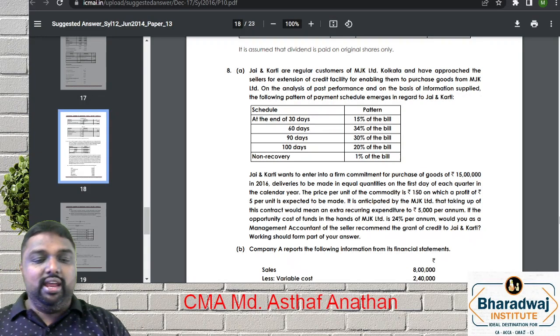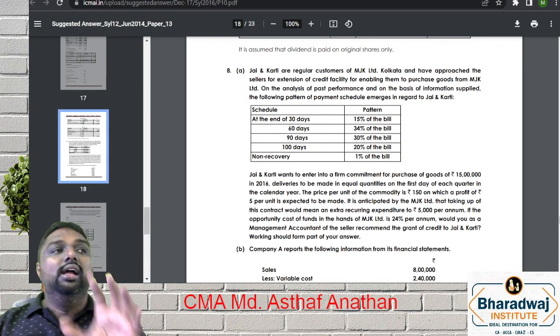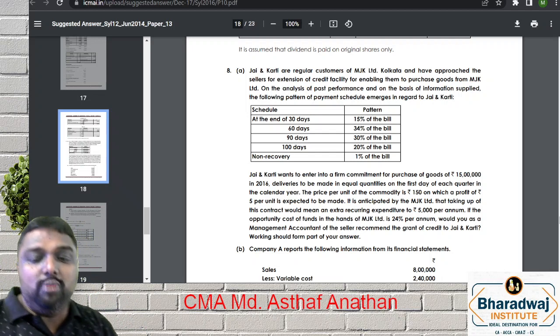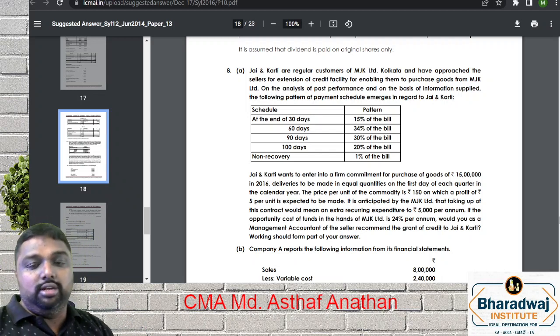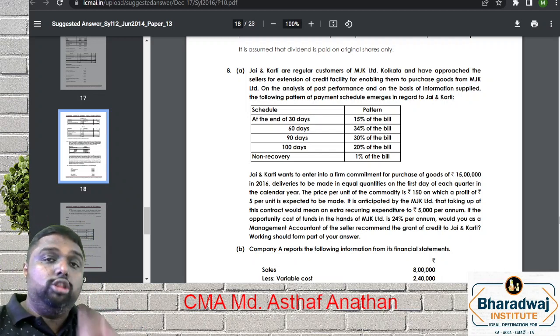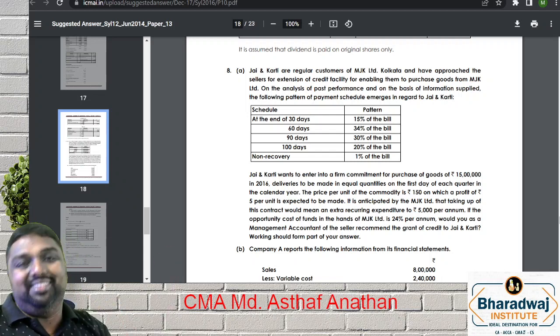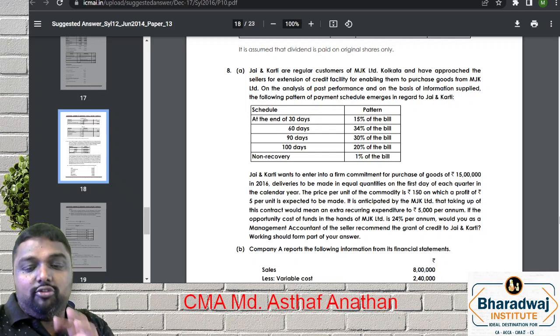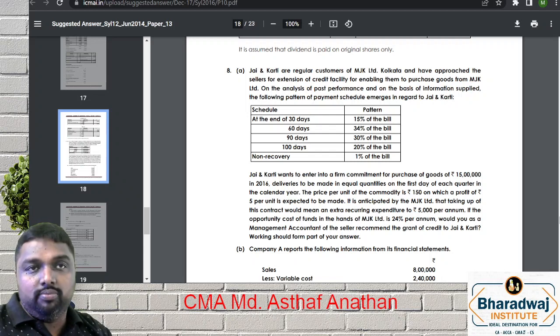This question in your study material is done under the incremental method. So in the classroom also we did it in the incremental method. You can do both methods, and both methods give the same answer also. You can refer to the class video where we have discussed both methods. So here for time savings we will do under what?